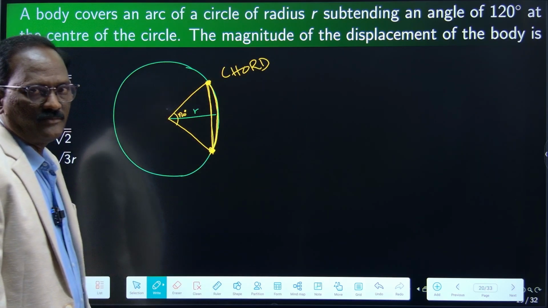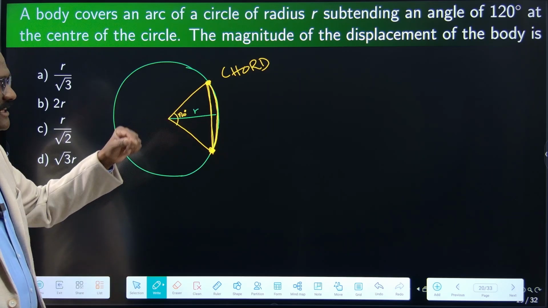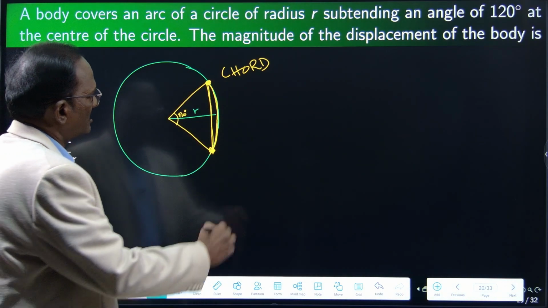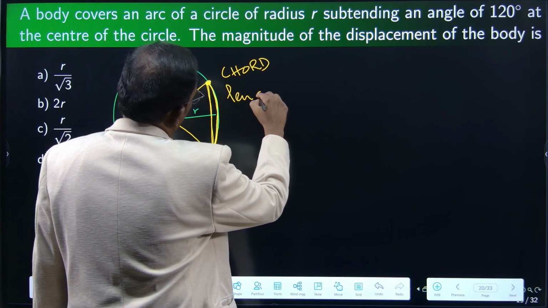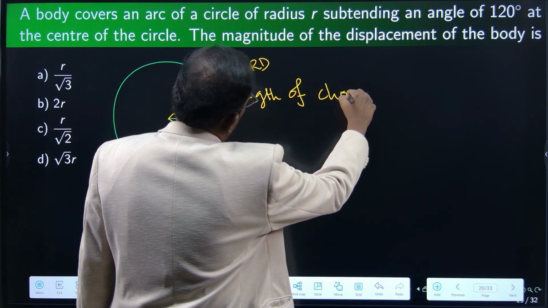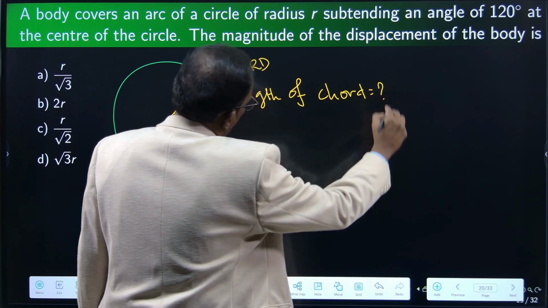Length of the chord must be the answer. This green line is the radius. This yellow line is the chord. The length of the chord is what? Length of chord is the answer.